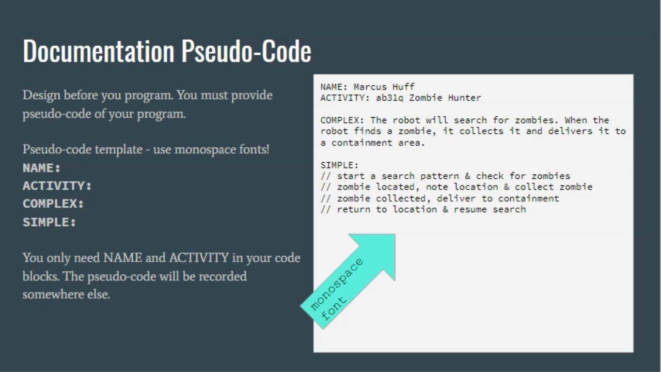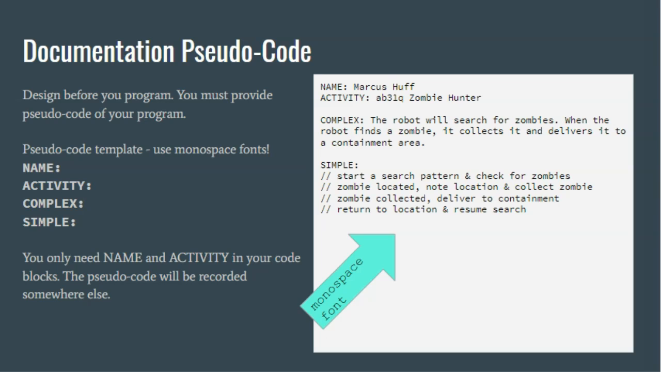I have my name, and the activity is the zombie hunter, and the complex behavior is described like this. The robot will search for zombies. When the robot finds a zombie, it collects it and delivers it to a containment area. So the simple behaviors are going to be described like this.